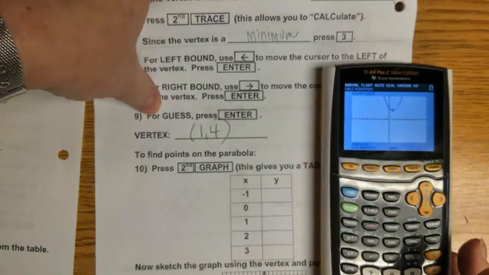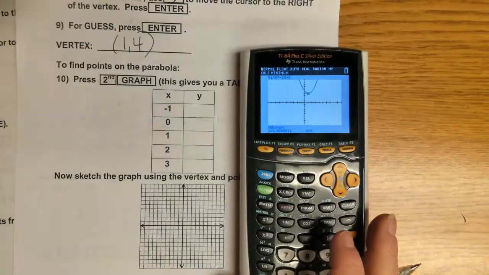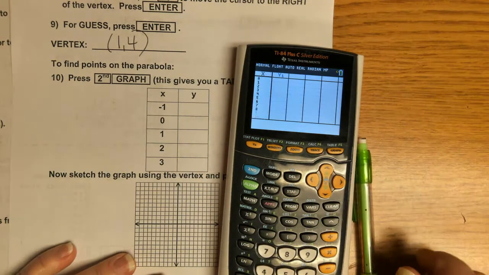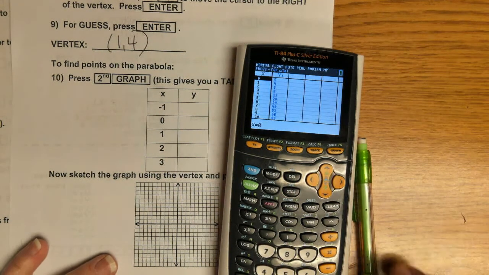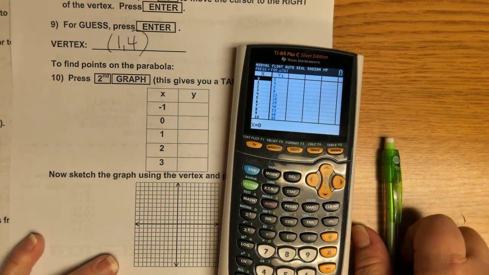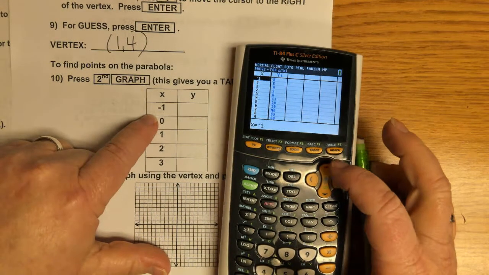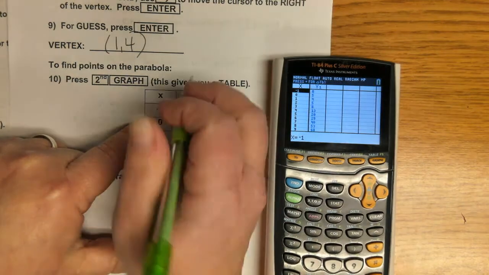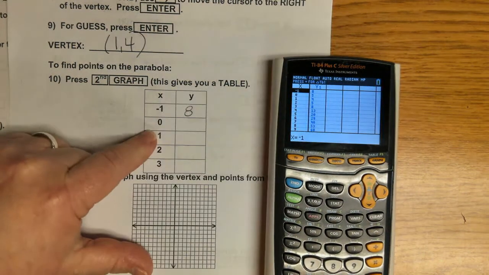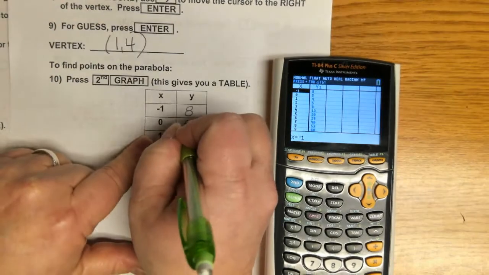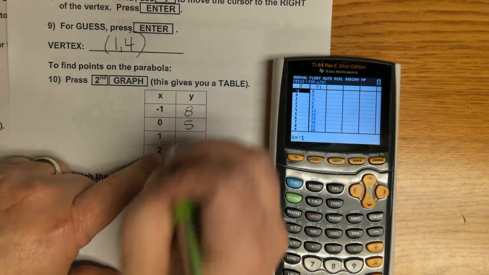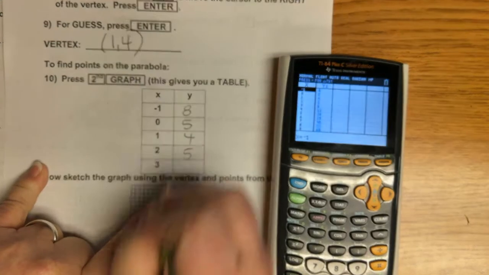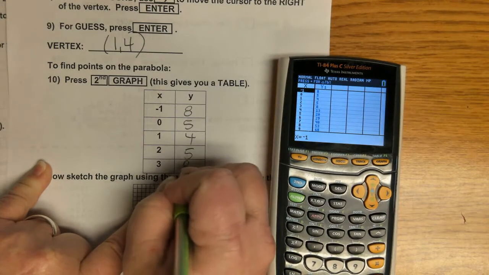To find the points on the parabola, we're just going to go to the table. So we're going to hit second and table, or second and graph, which the blue key is your table. And it says when x is -1, y is what? 8. When x is 0, what is y? 5. When x is 1, 4. When x is 2, 5. And when x is 3, we have 8.